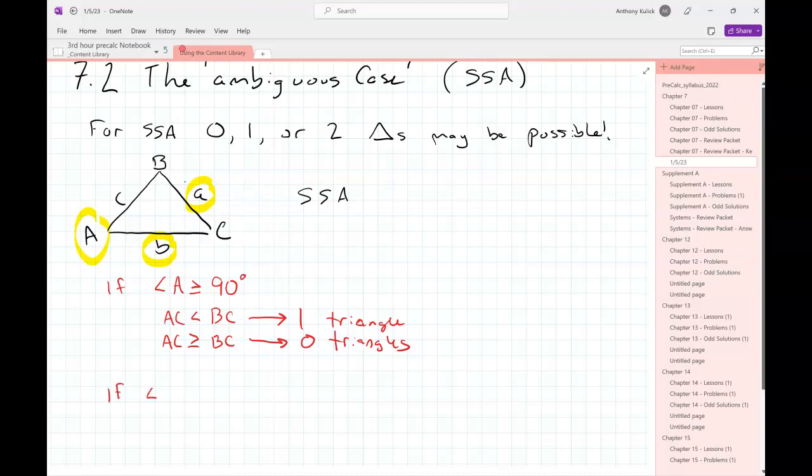What happens if you don't know that angle A is your biggest angle? I.e., what if the angle that we're given is acute, right? We don't know it's our biggest angle. It could be still, but we don't know that. Then what can happen here?